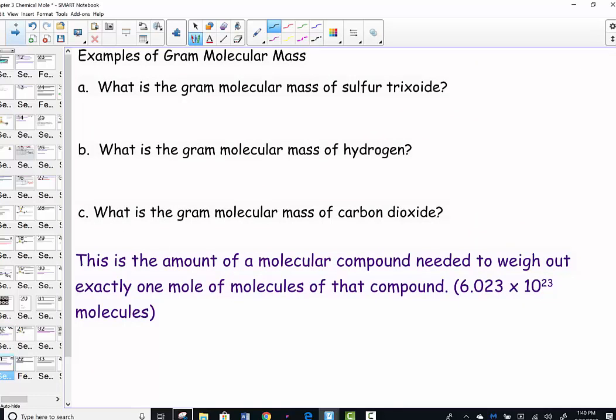Do the following for the molecules of sulfur trioxide, a molecule of hydrogen, and a molecule of carbon dioxide. I remember learning for nomenclature, nonmetals hooked to nonmetals, we use prefixes in their names. Mono, di, tri, tetra, counting with the subscripts. So when I hear prefixes, I know it's molecular compounds. The gram molecular mass, GMM for abbreviation.